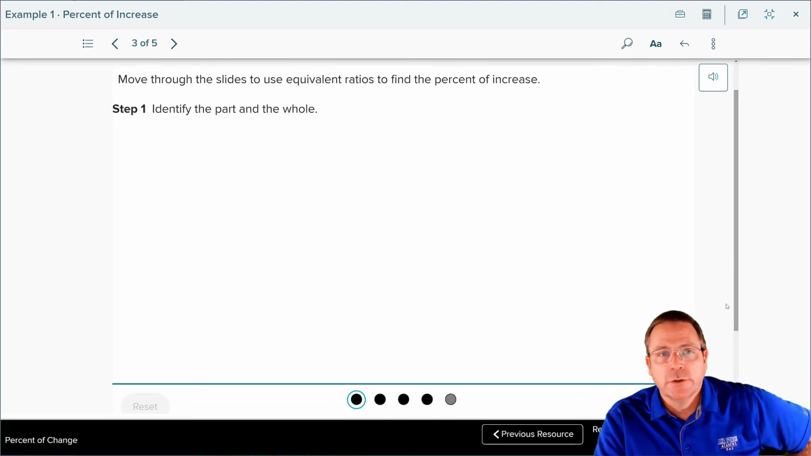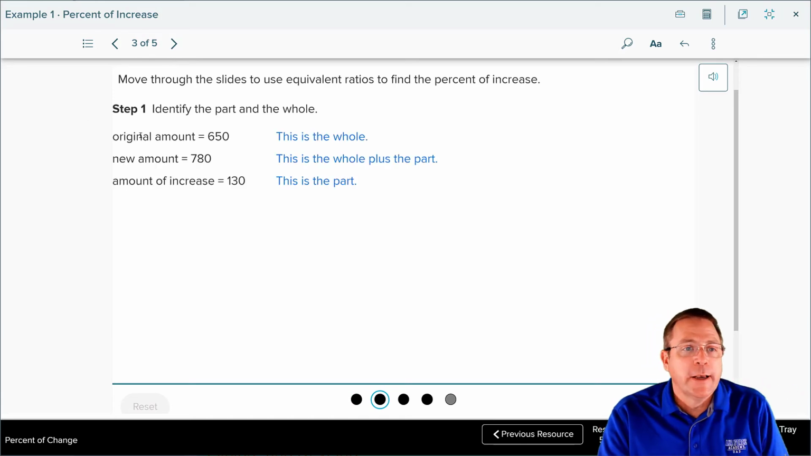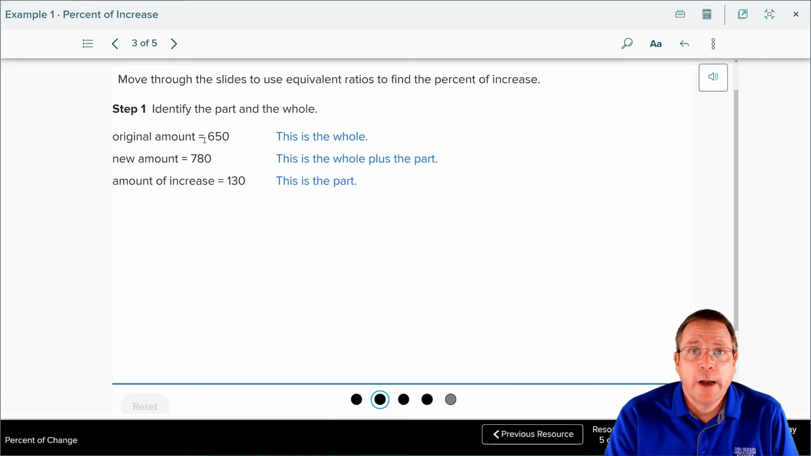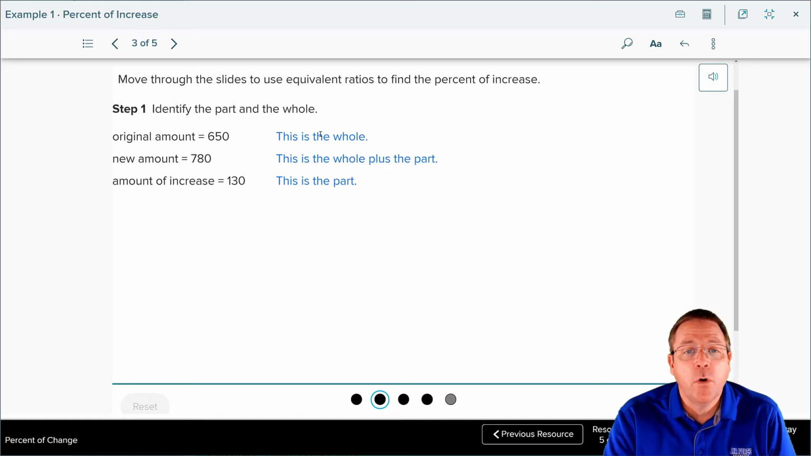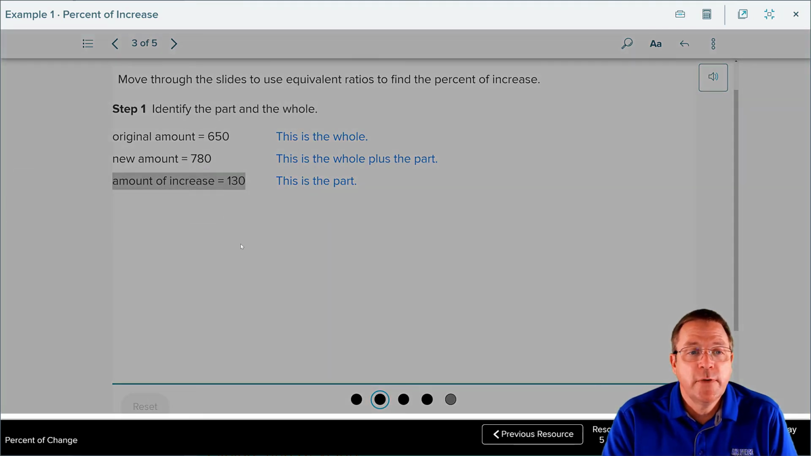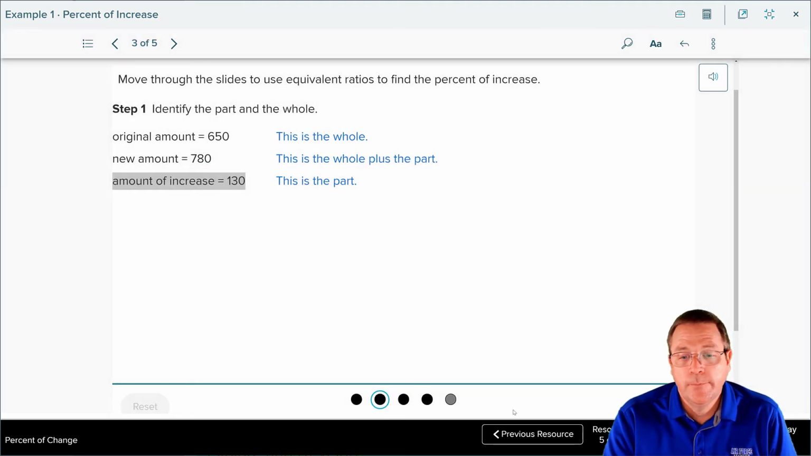So I'm going to scroll down just a little bit. Our next slide shows your original amount was 650. Your new amount was 780. 650 is going to be your whole. 780 is going to be the whole plus the part. And the part, that's going to be the 130. So we got that part down. We already discussed where that 130 came from. We got it when we subtracted 650 from 780.